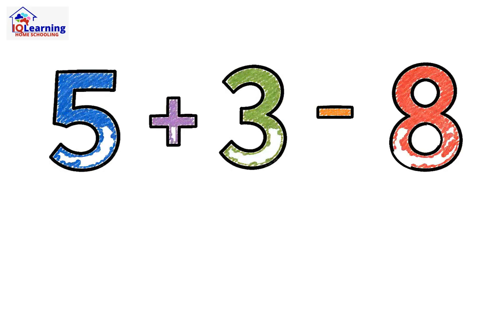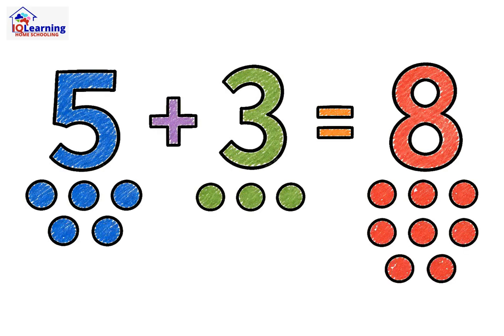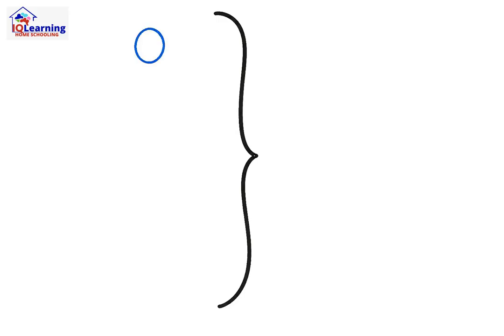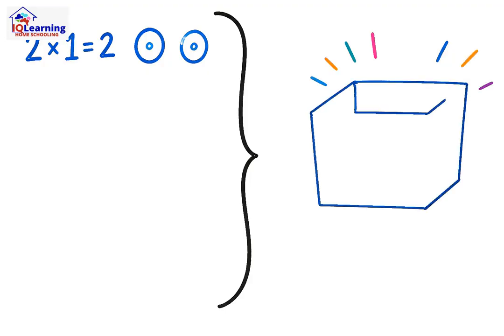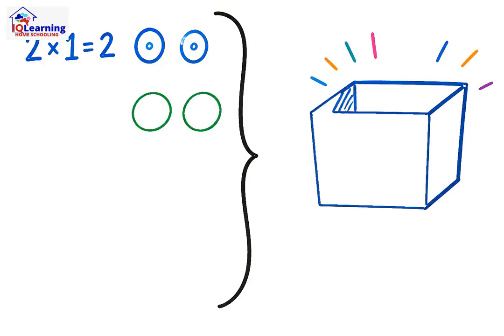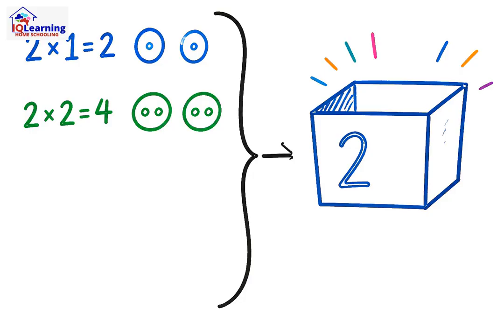Arithmetic deals with specifics. 5 plus 3 is 8. But what if you wanted to write a rule that works for any number? Instead of writing 2 times 1 is 2, 2 times 2 is 4 forever, algebra lets us simply write 2x. That single term represents every doubling calculation in existence.